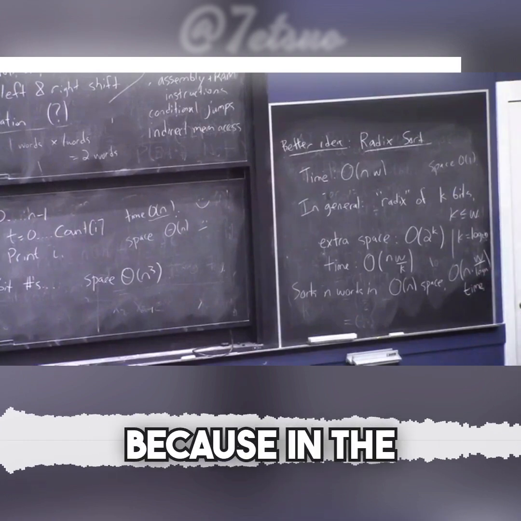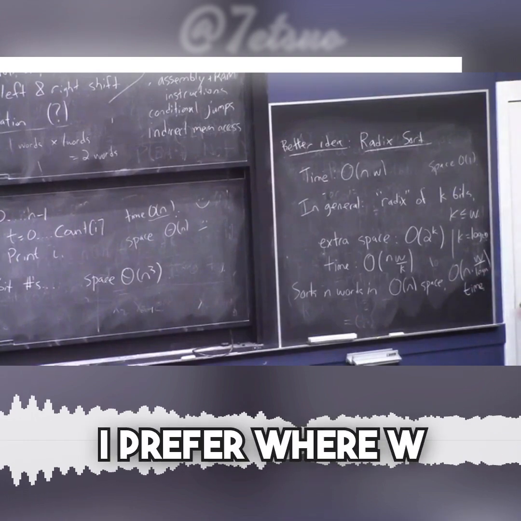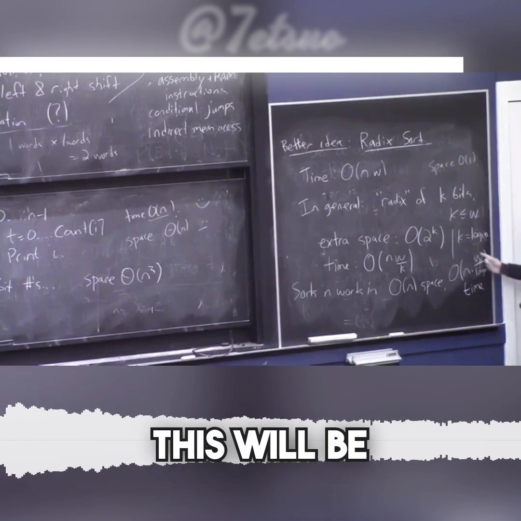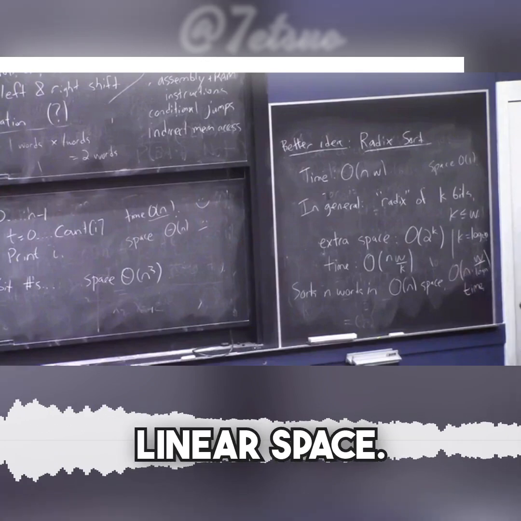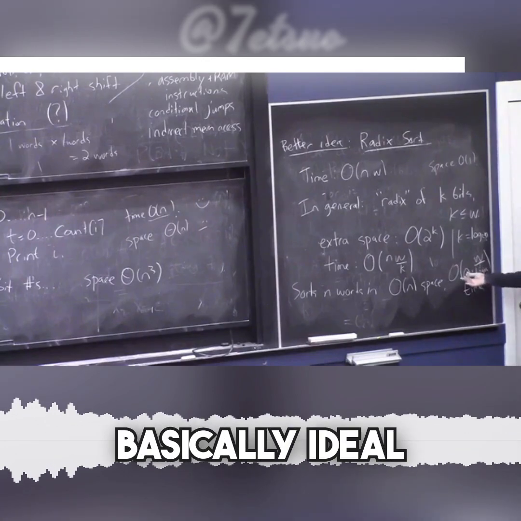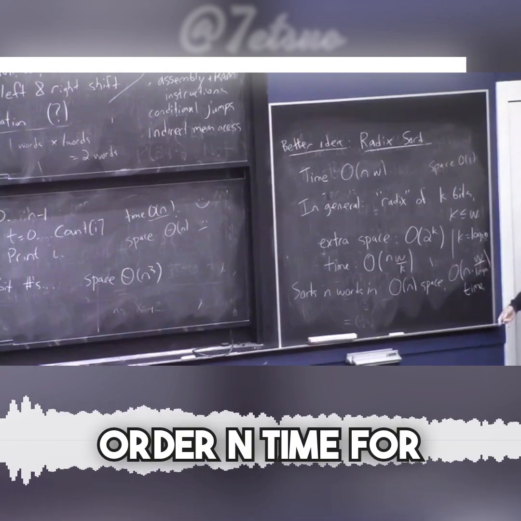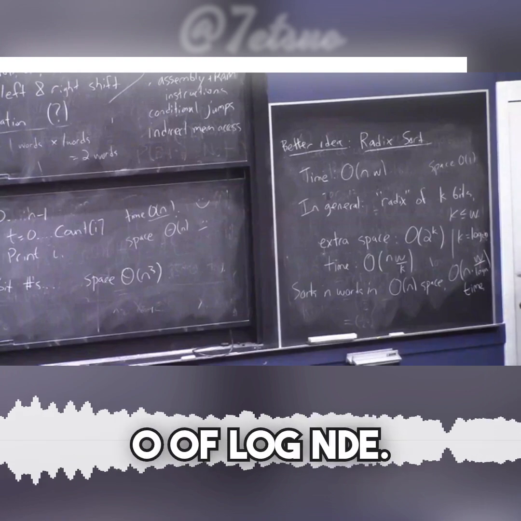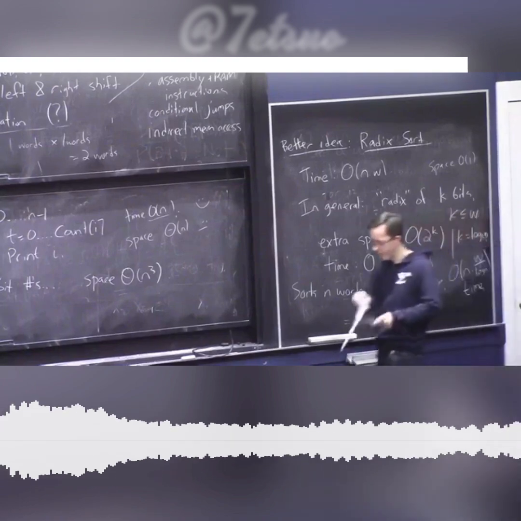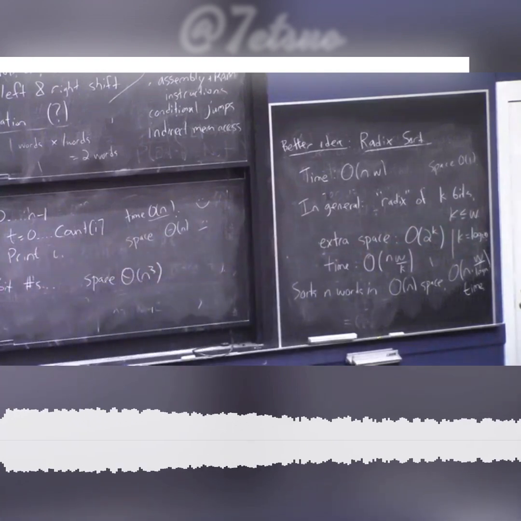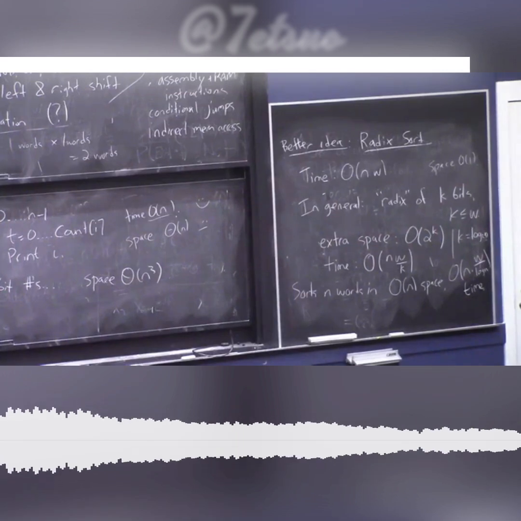And that's nice because in the usual setting I prefer, where w is maybe 10 times log n, or order log n, this will be linear time in linear space. Okay, so this gives a very pleasant and basically ideal sorting algorithm, order n space, order n time, for any word size that's at most big O of log n. Any questions about that?